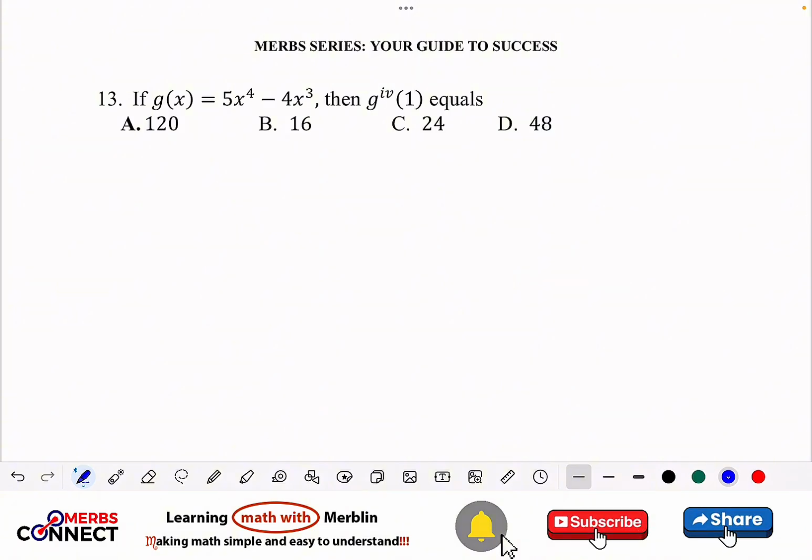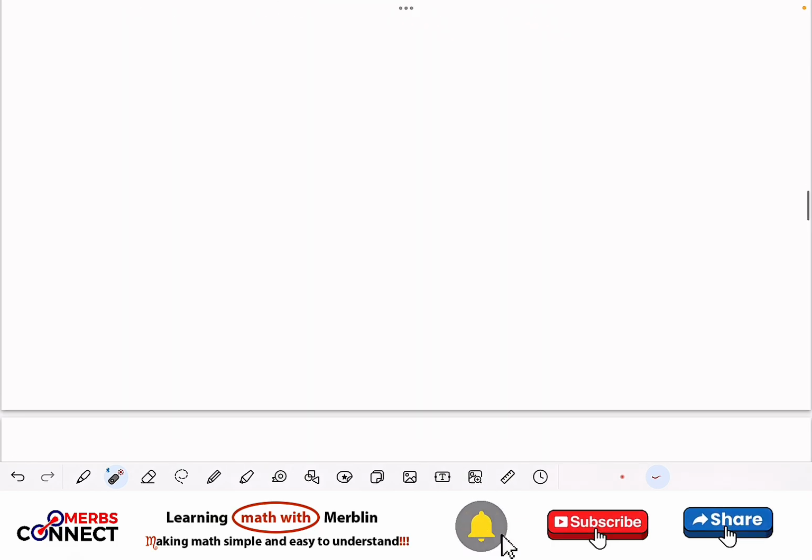Should I leave this to you to do? Yes, I'm going to leave this one for you to solve, and then you leave your final answer in the comment section. So this one, differentiate this 4 times. When you are done, you plug in 1, and then you have gotten your solution right there. Now let's look at question 14.